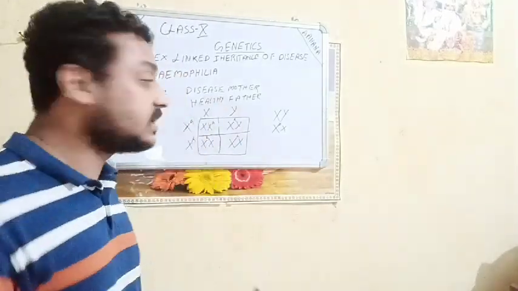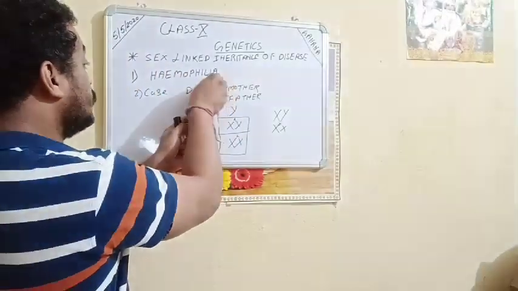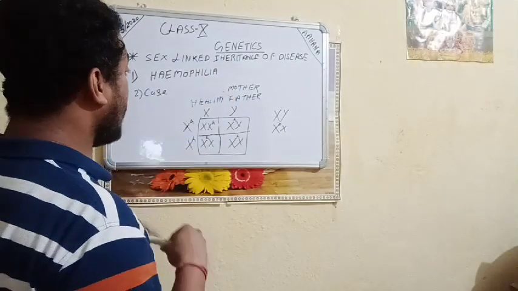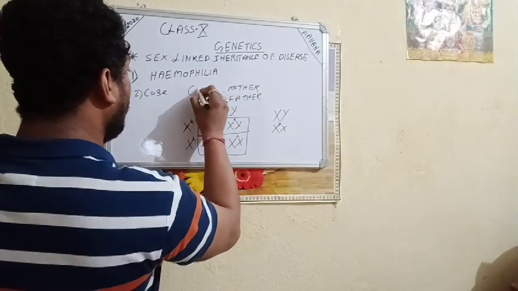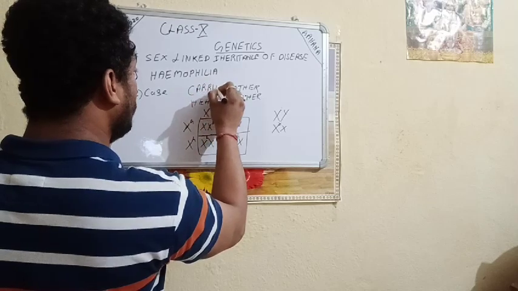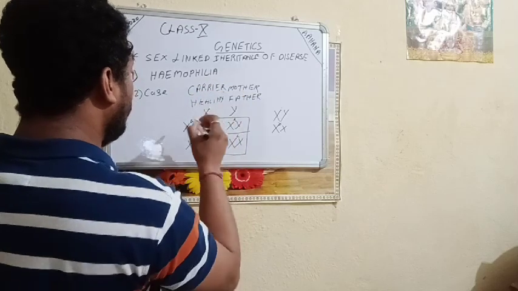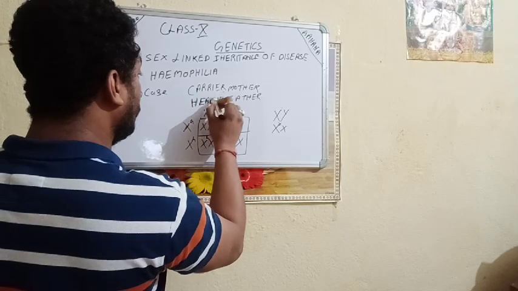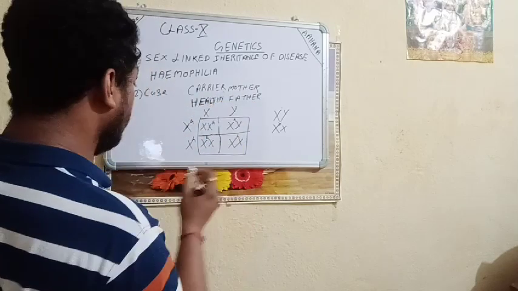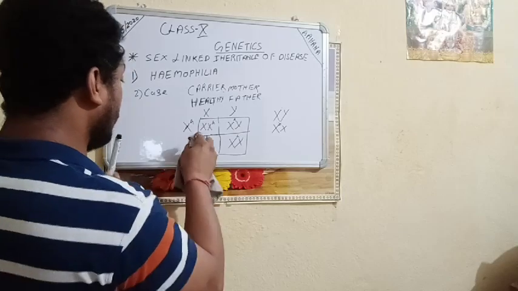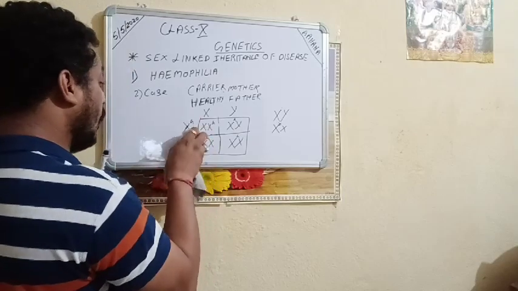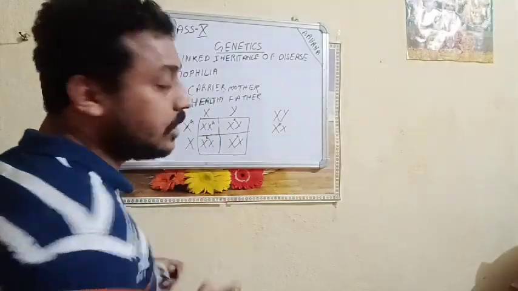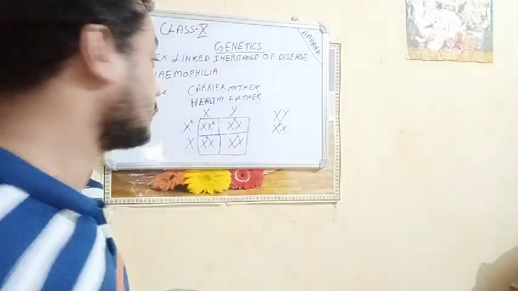Now again, let us change the case. Let us do here carrier mother. Mother is carrying the disease. Carrier mother, and let us put healthy father. Father is healthy, mother is just the carrier. Means only one X chromosome of the mother is altered. Not the disease, only one X chromosome is altered.